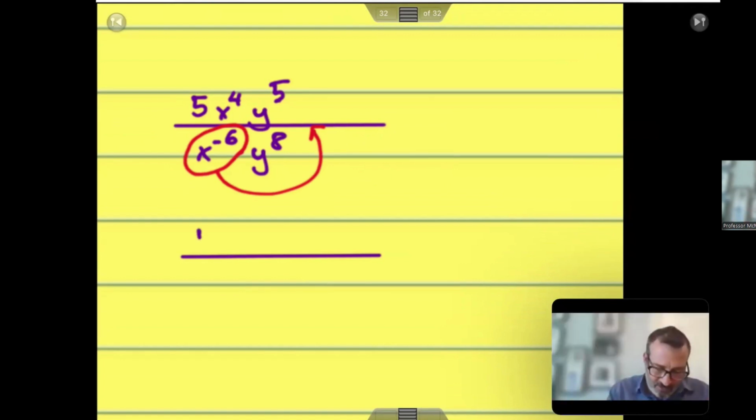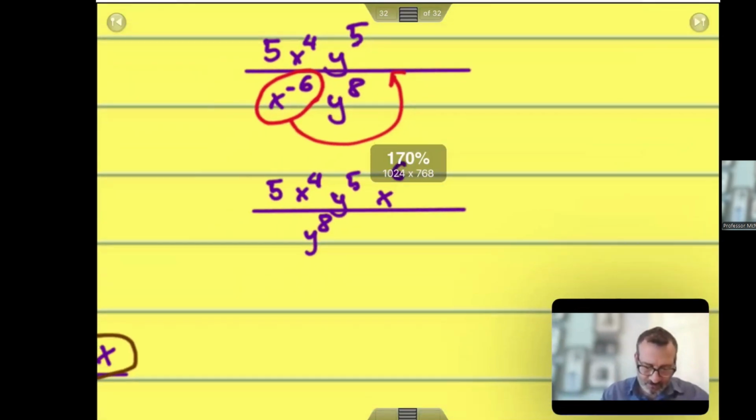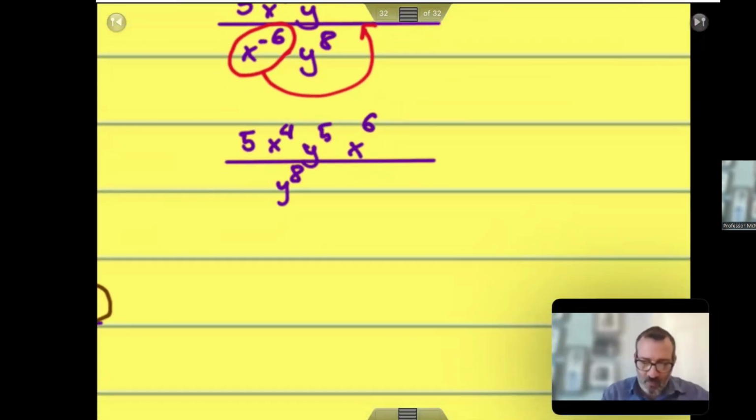I'm going to write everything else down. 5x to the fourth, y to the fifth, over y to the eighth. And now up here is going to be x to the positive 6. Now, when I look at these two x's, it would be great if they were right next to each other, but they don't really need to be.